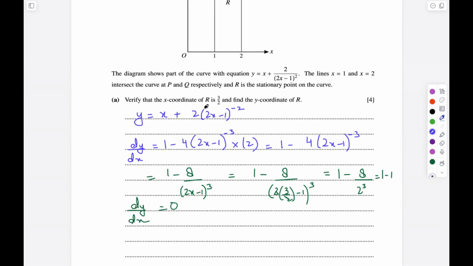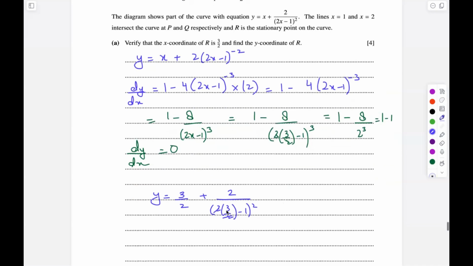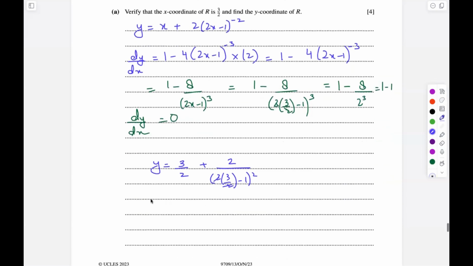To find the y coordinate, we can just substitute the value of x, which is 3 upon 2, into the equation. So that will become y equals 3 upon 2 plus 2 upon (2 into 3 upon 2 minus 1) whole squared. So this will cancel out. 3 minus 1 is 2, and that will become 2 squared, 4. So we'll get y equals 3 upon 2 plus 2 upon 4. Taking the LCM over here, this will multiply by 2 and this will multiply by 2. That will become 6 plus 2, 8. So that will become 8 upon 4. And 8 upon 4 is equal to positive 2. So the y coordinate will be equal to positive 2.